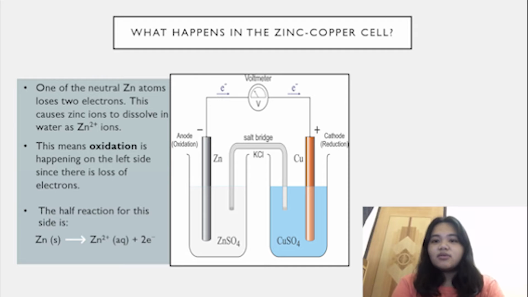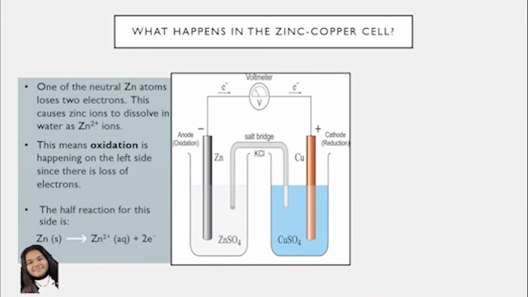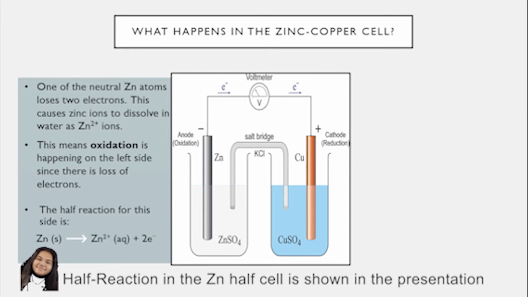At the zinc electrode, every time it loses two electrons, it causes the solid zinc atoms of the electrode, which donated the electrons, to become zinc ions with a positive 2 charge, which are dissolved in the zinc sulfate solution, causing the zinc electrode to lose mass and the volume of the solution to increase. The half reaction in the zinc half cell is shown in the presentation.